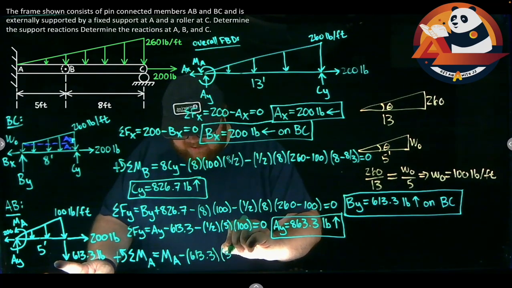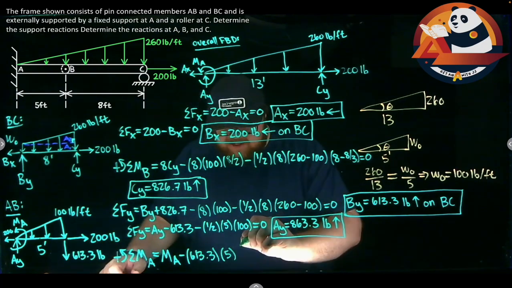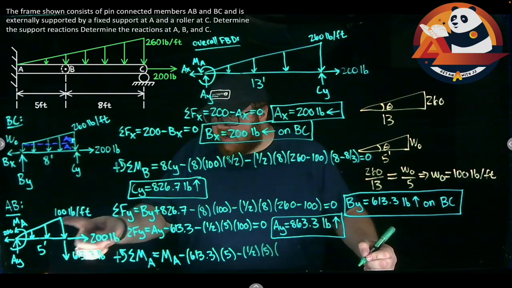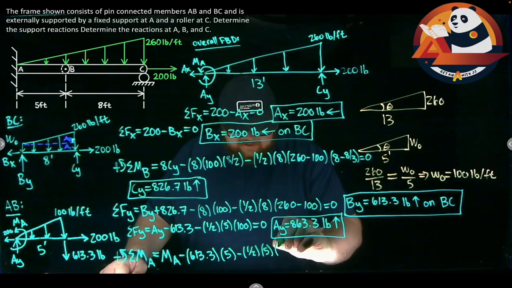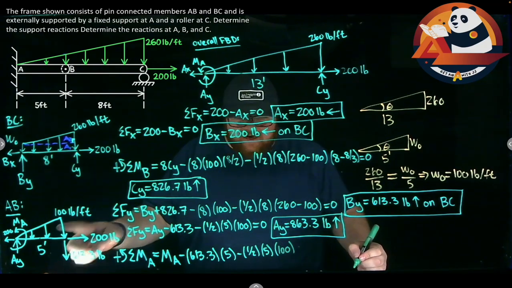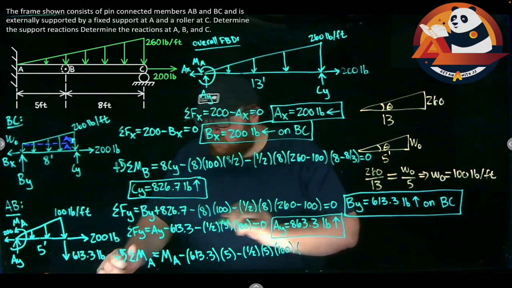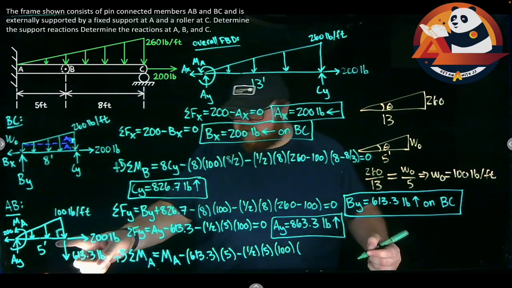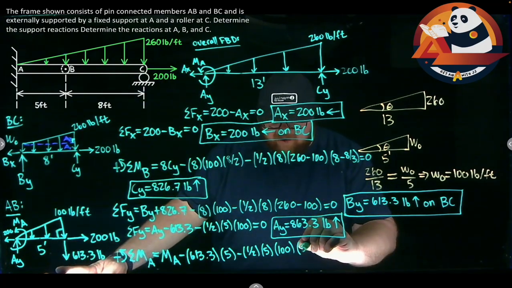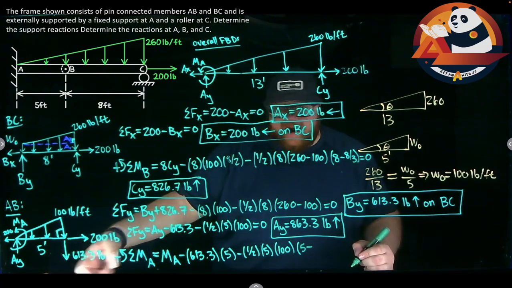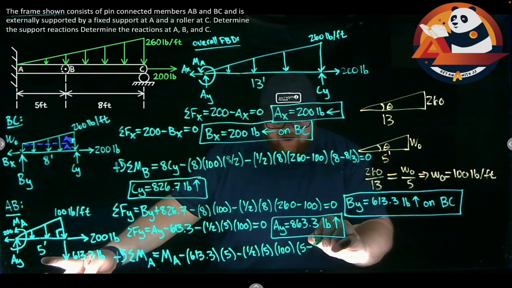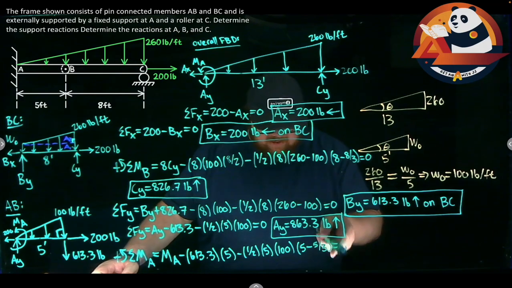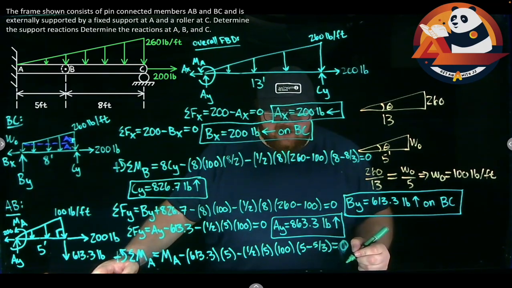613.3 times my distance is 5, minus the moment from my distributed load, minus 1/2 base is 5. Height is going to be 100. That's my force of the triangular distributed load times my distance. We want to measure distance from A to a third of the way into the triangle from the 90-degree corner. So we'll go over 5 to get from A to the 90-degree corner, and then come back, so subtracting a third of their distance, 5/3. That's going to get me all the way to 0, equals 0.